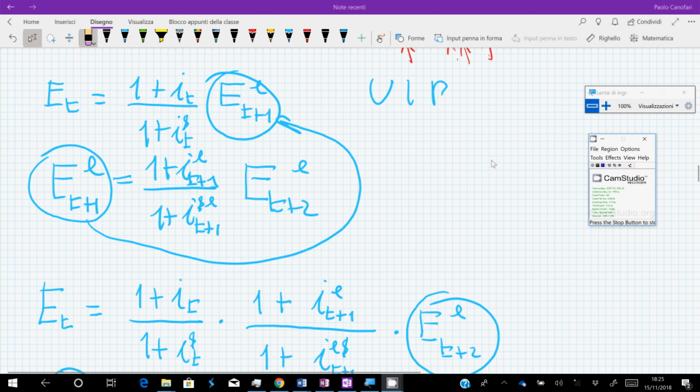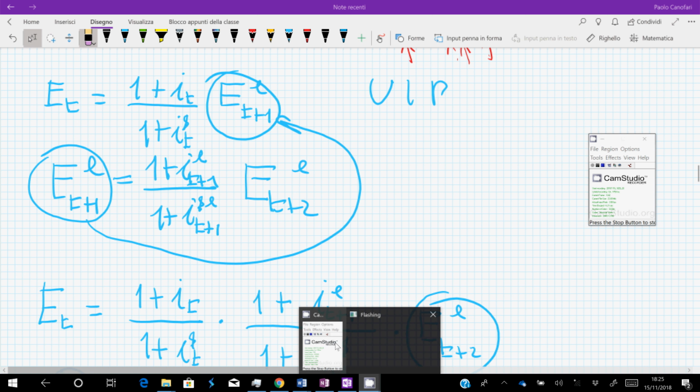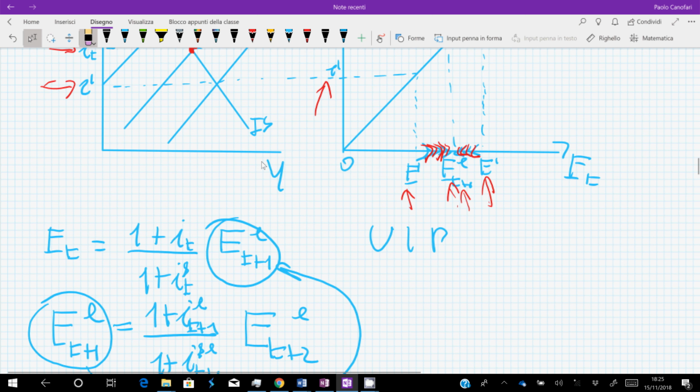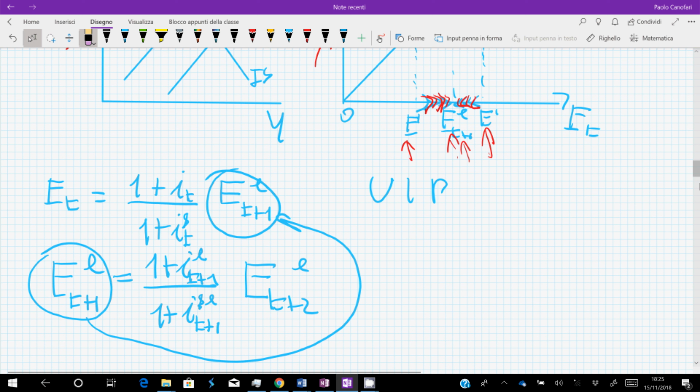Okay, now we want to consider the uncovered interest parity condition in a different way, in the sense that let's assume that the exchange rate is this way. We know it depends on the ratio between the national and the foreign interest rate times the expectation at time t plus 1. But this relation holds between time t and time t plus 1.